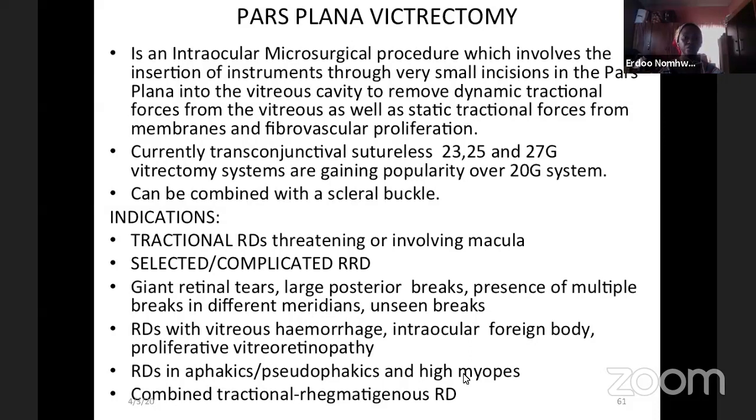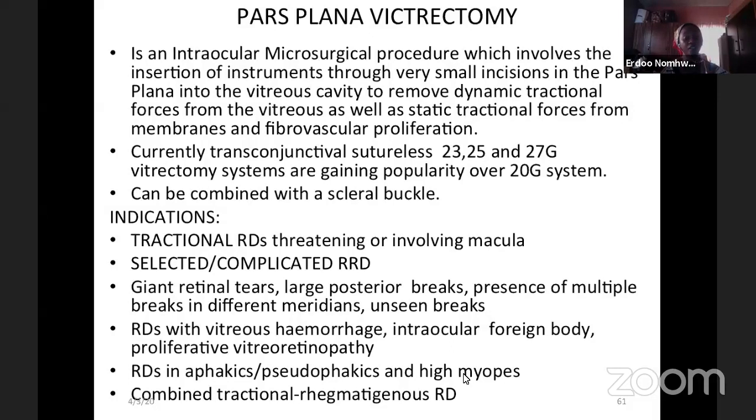Some of the indications for pars plana vitrectomy: there's a tractional retinal detachment that is threatening or involving the macula. In some selected or complicated cases of rhegmatogenous retinal detachment, where you have giant retinal tears, large posterior breaks, multiple breaks in different meridians, or you cannot identify a break. If you have a retinal detachment and the media is hazy, like from vitreous hemorrhage, an intraocular foreign body or proliferative vitreoretinopathy. If there's retinal detachment in an aphakic or pseudophakic patient or a high myope, you would want to offer them pars plana vitrectomy.